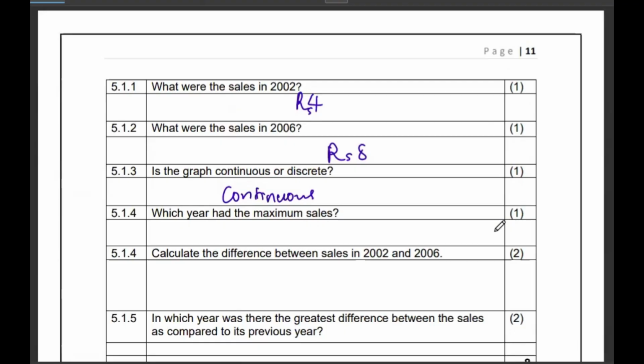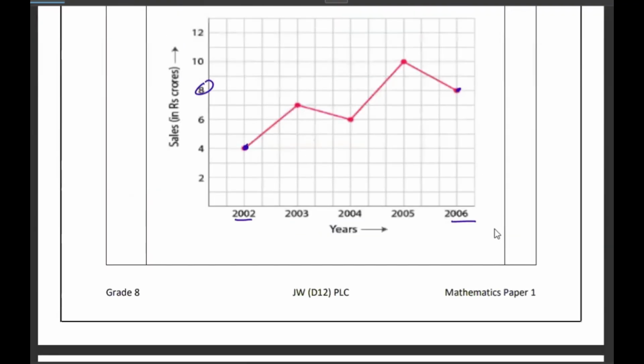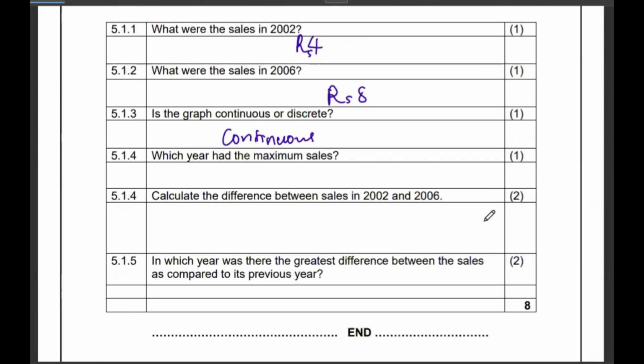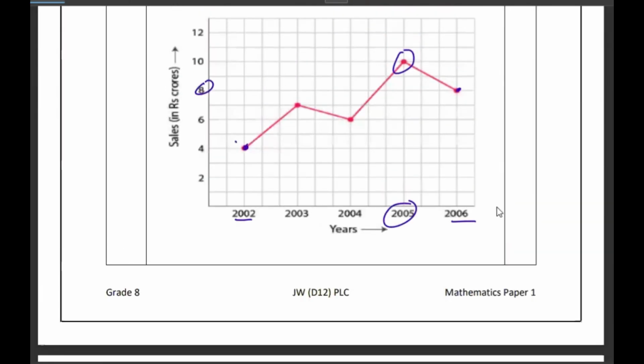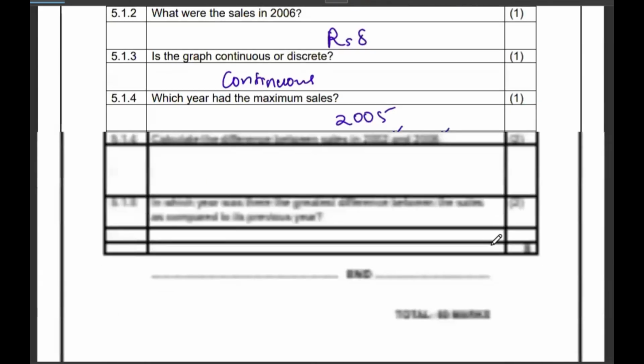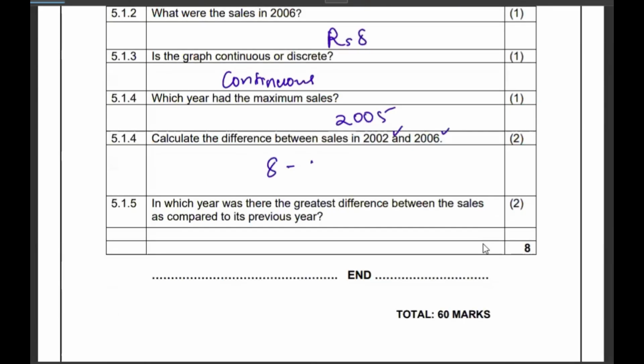And then which year had the maximum sales? So when you talk of maximum sales, you're looking at the highest point, which is this one. And which year is this? It is 2005. Okay, and then calculate the difference between the sales in 2002 and 2006. So in 2002, we have 4. In 2006, we have 8. So we're going to say 8 minus 4, which gives us a 4. So difference means subtraction. Okay.